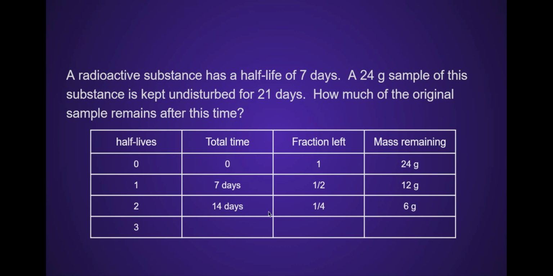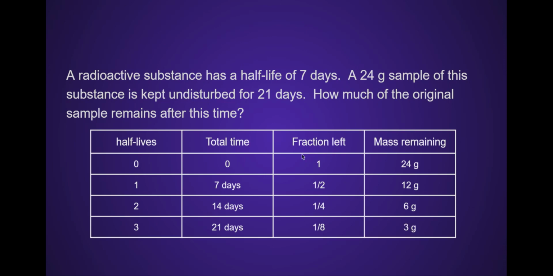Third half-life, total time. All right, this is the trickiest cell in the entire table, and I've circled it in red on the worksheet because you go 7 days, 14 days. You might be thinking, you're going to go to 28 days. No, be very careful. Time goes up by 1 half-life, 1 half-life, 1 half-life. One more half-life after 14 days is 21 days. Okay, fraction remaining is going to be half of what we had 1 half-life ago, or 1/8. And mass remaining is going to be half of what we had 1 half-life ago. Half of 6 is 3 grams.